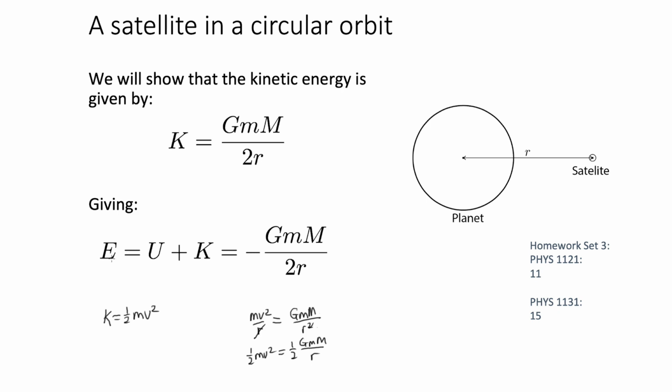Now we can calculate the total mechanical energy, which is the sum of the potential energy plus the kinetic energy, by summing together U, which was -G M m / r, with G M m / 2r, and you can see that's going to leave -G M m / 2r. So this tells us the total mechanical energy of a satellite in a circular orbit.